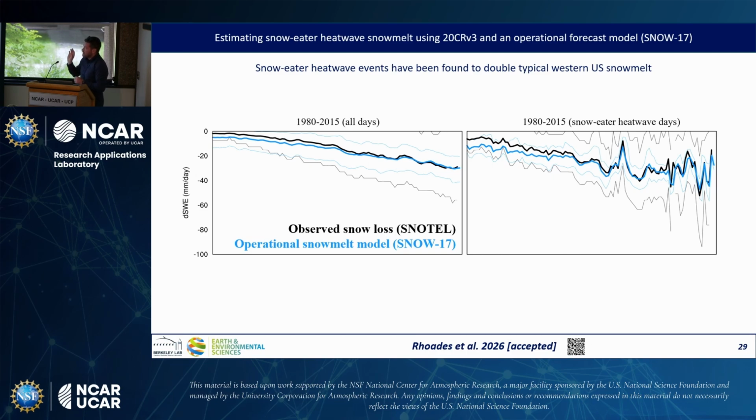And what you can see is that Snow 17 does estimate the mean potential correctly, but it seems to underrepresent, especially on the snow heat wave days, the more extreme estimates of what actually happened. But on snow heat wave days, whether it be SNOTEL derived or the model, we saw a doubling of typical Western US snowmelt rate.